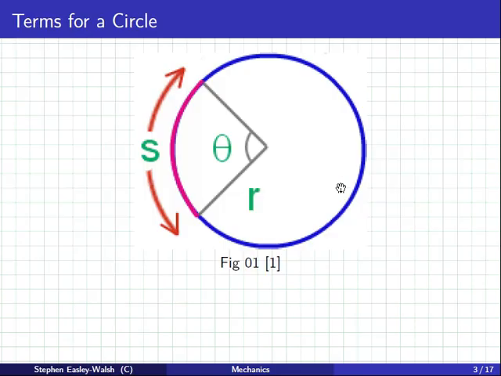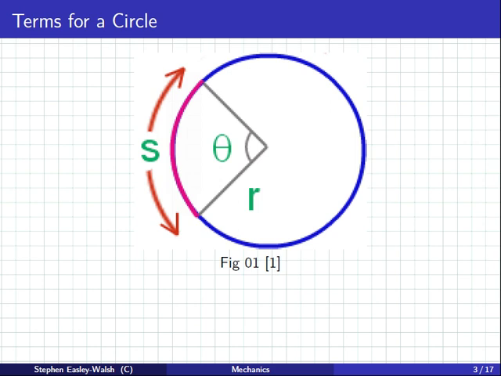Right, first things first. Some terms here for the circle, which will be helpful. I think we all know what the r is called. Radius. The theta, angle, and the s. Sector is actually the whole piece of this. I just want what's coloured here.